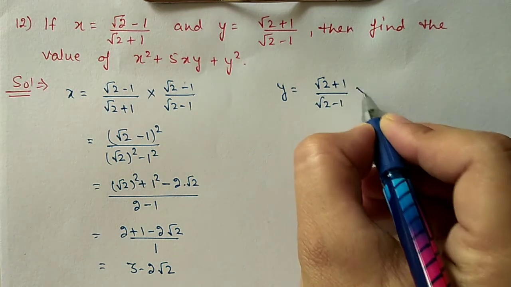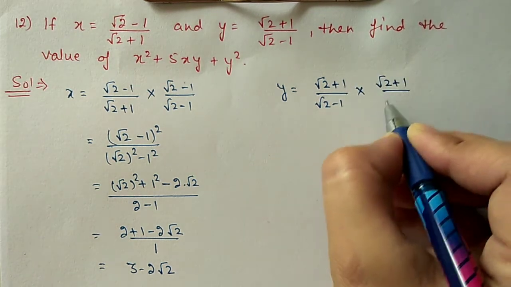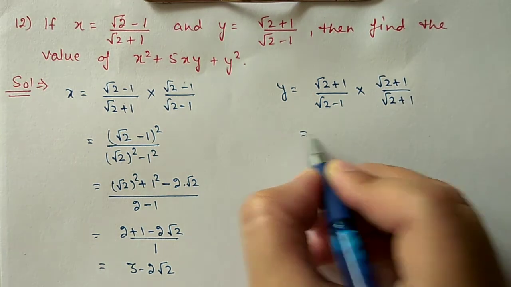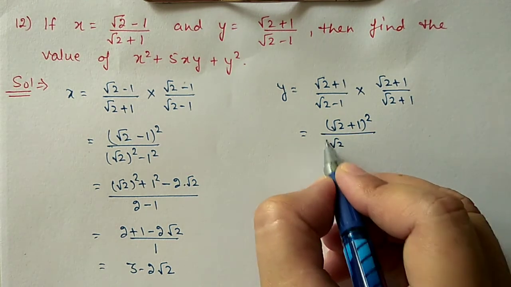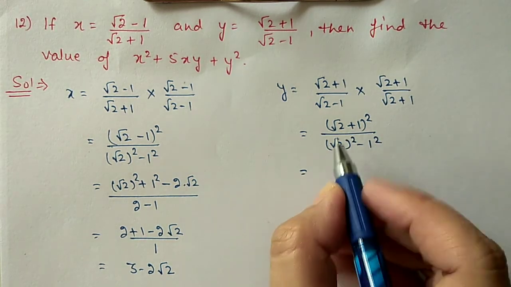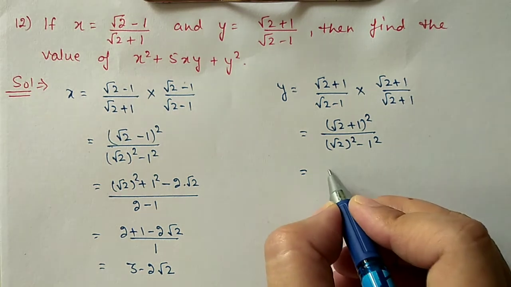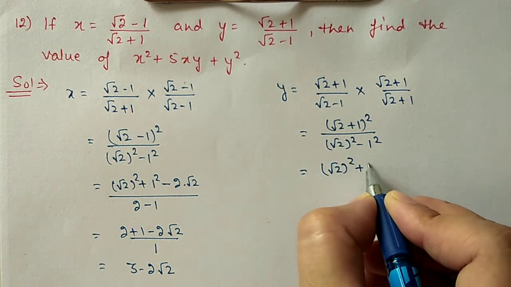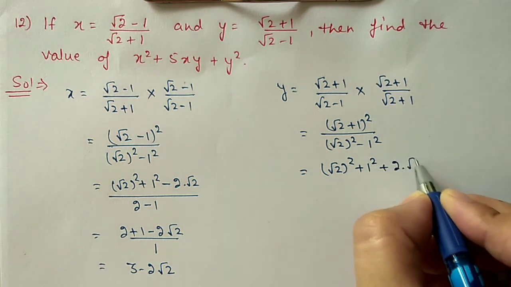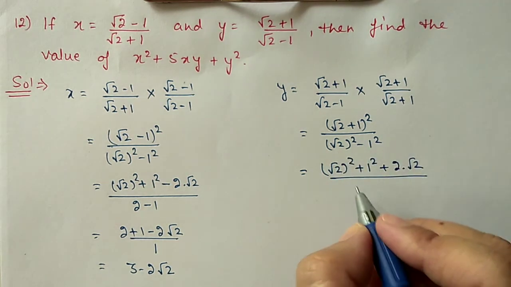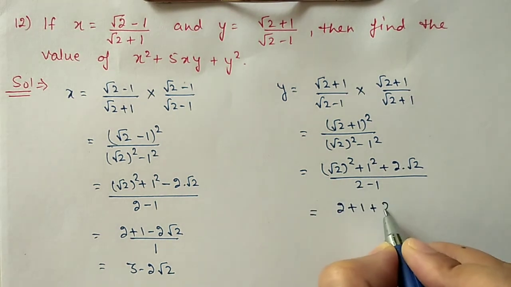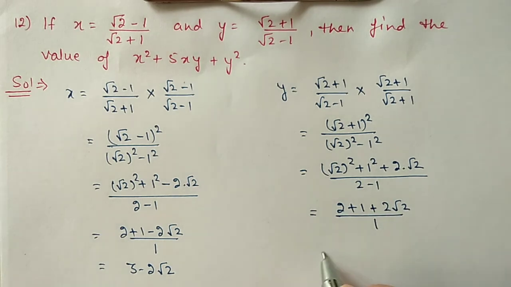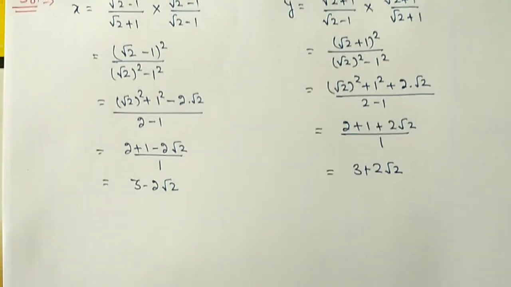Similarly, y also we will rationalize. Root 2 plus 1 we will multiply with root 2 plus 1 up and down. Then we will get root 2 plus 1 whole square divided by root 2 square minus 1 square. Numerator a plus b whole square formula we will apply. A square plus b square plus 2ab, and denominator a square minus b square, 2 minus 1. So we will get 2 plus 1 plus 2 root 2 divided by 1, or 3 plus 2 root 2. Now these values we have to substitute in the question.